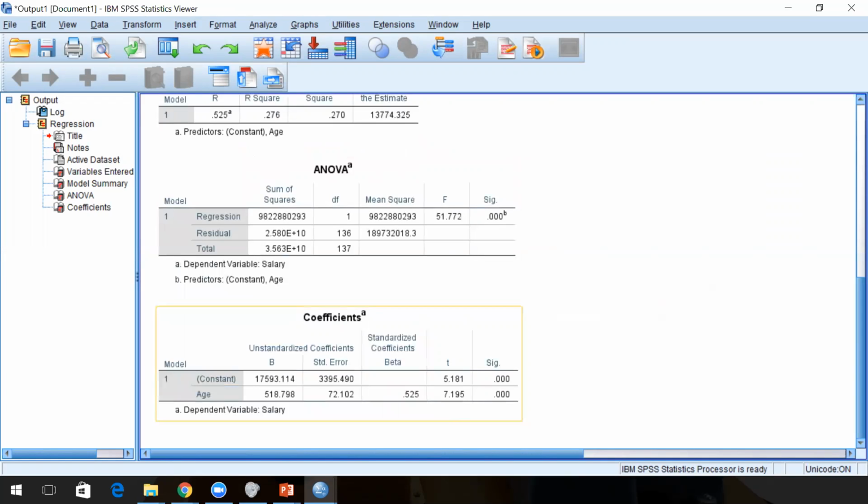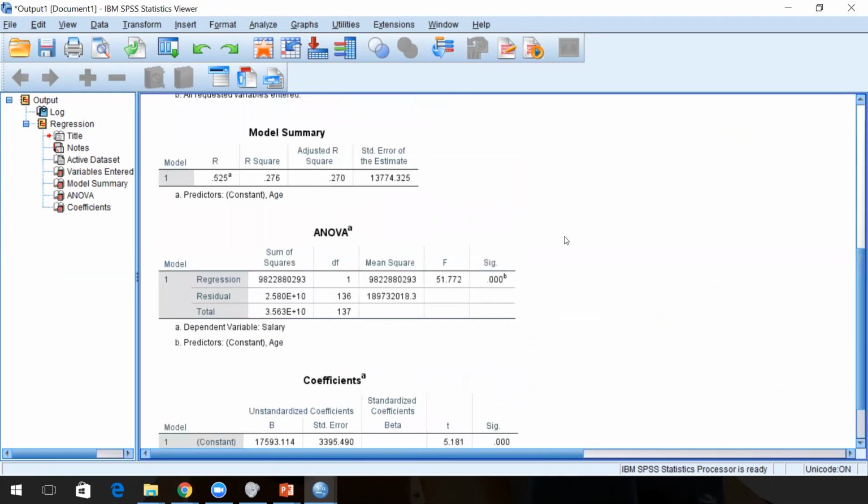We'll use the coefficients below. You can see we have a constant or y-intercept of about $17,593. We would take that, and then add to that the product of $519, if we round, times the person's age. So if someone was 30, we would multiply 30 times $519, get that figure, and then add that to the y-intercept constant of $17,593. That would give us a prediction of the individual salary.